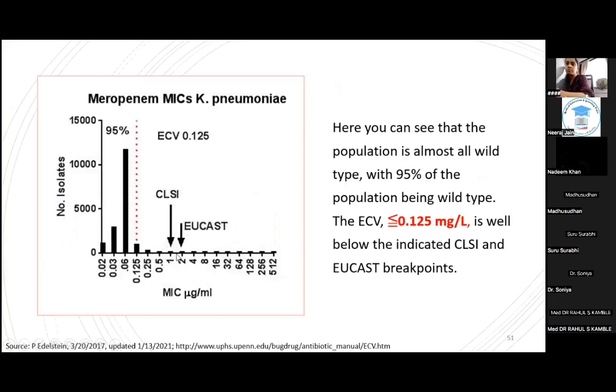For example, meropenem. The breakpoint by CLSI is 1, the breakpoint by EUCAST is 2, but the ECOFF cutoff is 0.125. So any MIC lesser than this ECOFF, I would interpret as wild type, and any MIC greater than this, as non-wild type. So any MIC lesser than the ECOFF will be of wild type, there is no resistance mechanism. MIC greater will be of non-wild type with resistance mechanism. So ECOFF helps us to understand only whether there is a resistance mechanism present or absent.